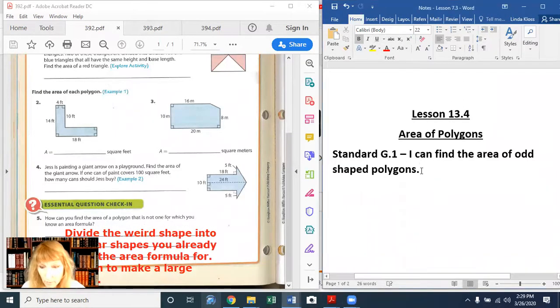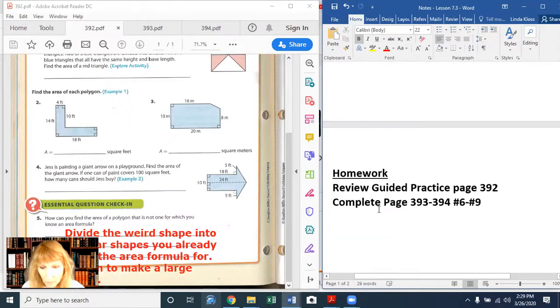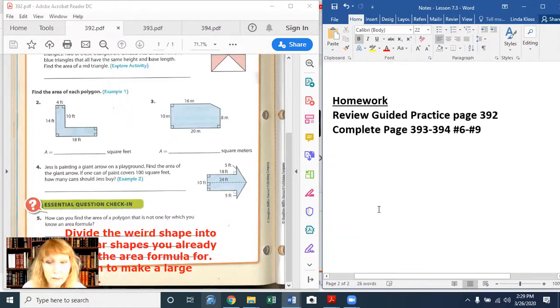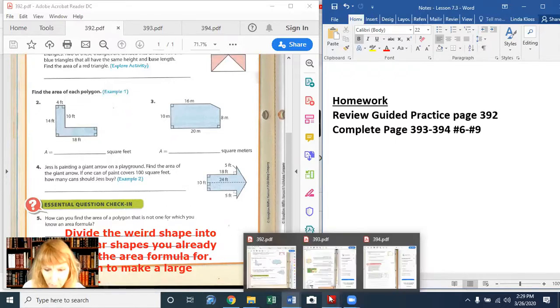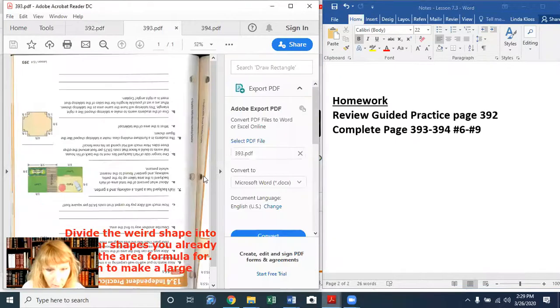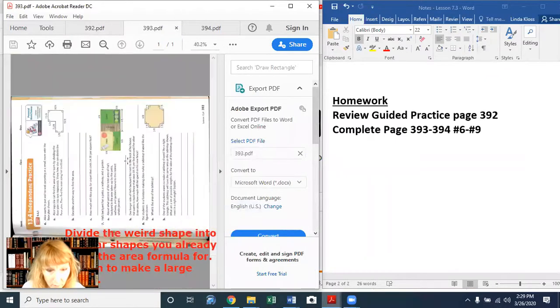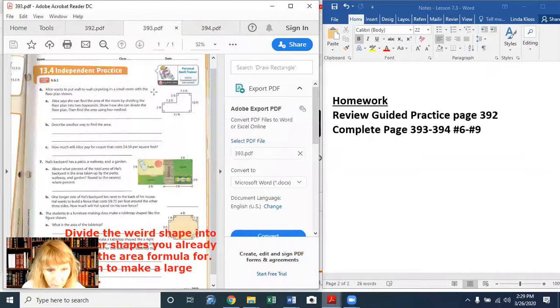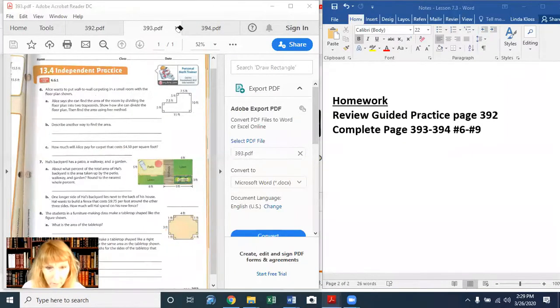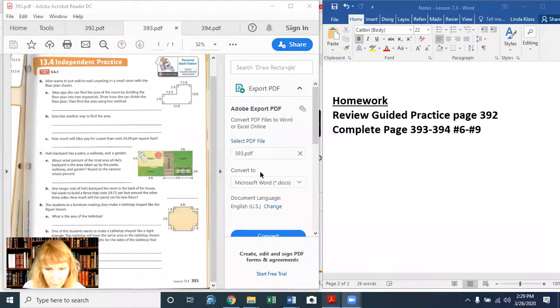So now our homework is going to be to review the guided practice, page 392, the one we just did. Make sure you understand that. And then we also should complete pages 393 and 394. Let me bring up 393 here for a minute. I got to flip it, rotate it. Okay, 393, and I want to erase this. All right. So if I bring this up, let's make it a little bigger.